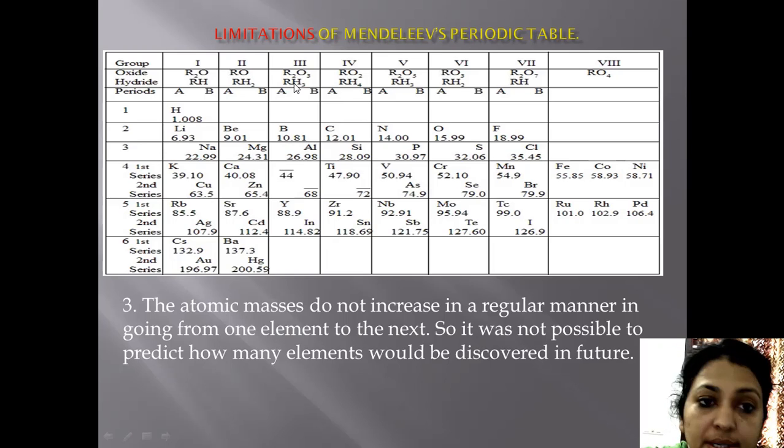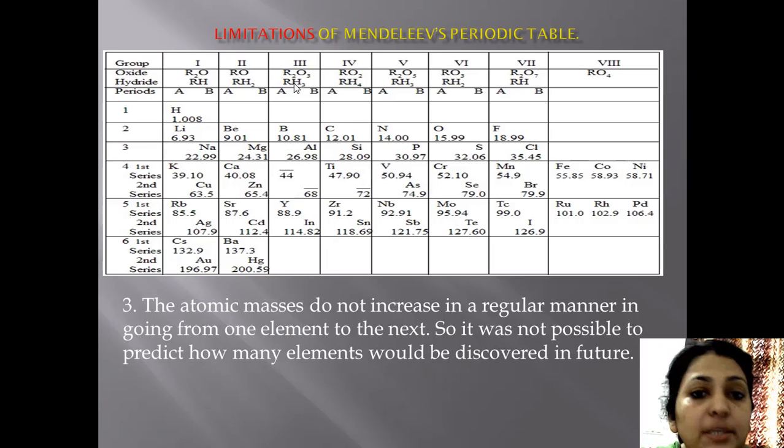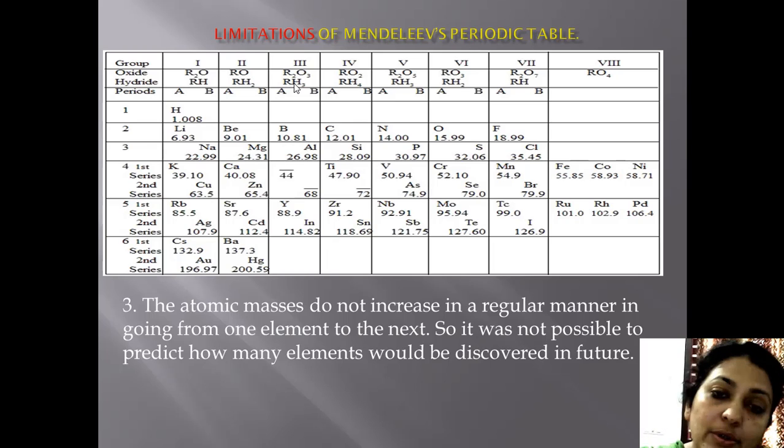Today we discussed Mendeleev's periodic table: what Mendeleev's periodic table is, what Mendeleev's periodic law is, and the achievements and the limitations of Mendeleev's periodic table. Now, correcting all the limitations of Mendeleev's periodic table, the modern periodic table has arrived. So in the next class we are going to learn about the modern periodic table, the introduction of the modern periodic table.